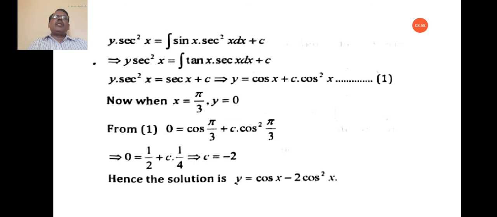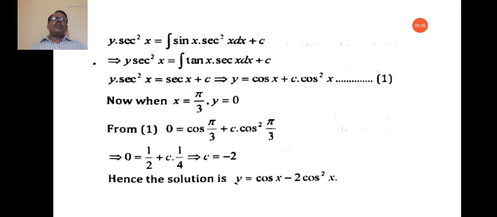So y into secant square x is equal to integral of sin x into secant square x. Sin x into secant square x is tan x into secant x, because secant square is 1 by cos square x, so sin by cos is tan and 1 by cos is secant. So tan x into secant x dx plus c. The integration of tan x into secant x is secant x plus c.